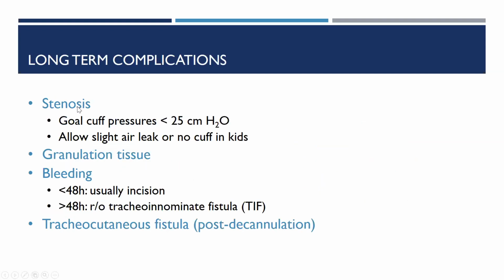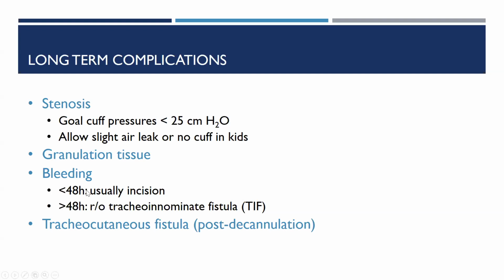And then some long-term complications. Stenosis can happen even with trachs. That's why we want a little bit of an air leak. You can get granulation tissue from suction, causing continuous mucosal damage, and from the trach itself rubbing against the mucosal wall. And then bleeding, we're going to talk about this now.